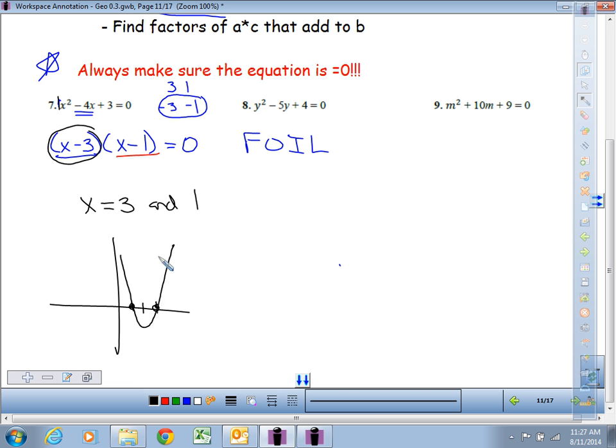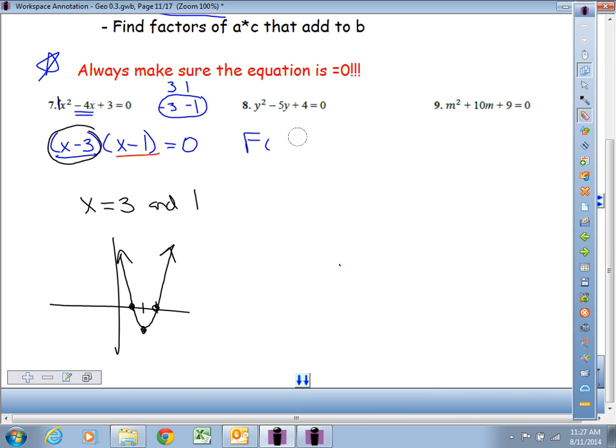Now I'm missing a very critical point from here, and that would be that vertex. We could do that with the opposite of b over 2a and find that, okay? But I'm not going to. We don't need it. We just need to solve it, okay? So let's go to the next one.